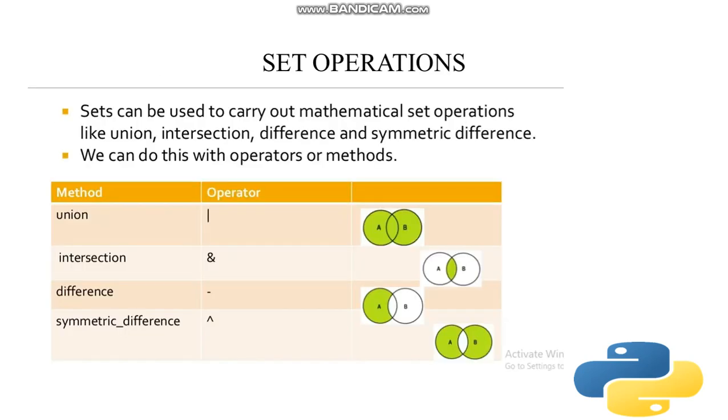Next is set operations. Sets can be used to carry out mathematical set operations like union, intersection, difference and symmetric difference. We can do so with operators or methods. For union we have the pipe operator, for intersection we have ampersand, for difference we have minus, and for symmetric difference we have caret. Let's see an example.